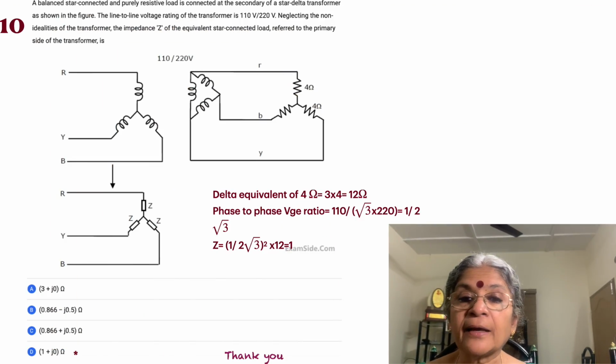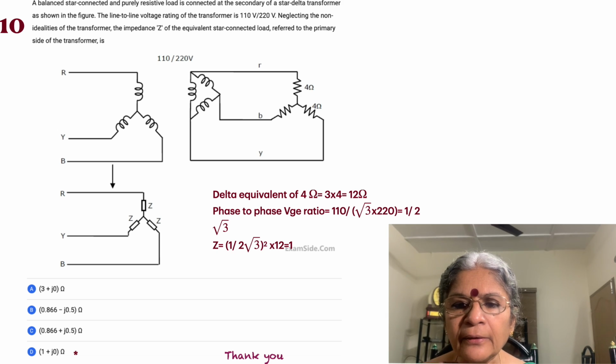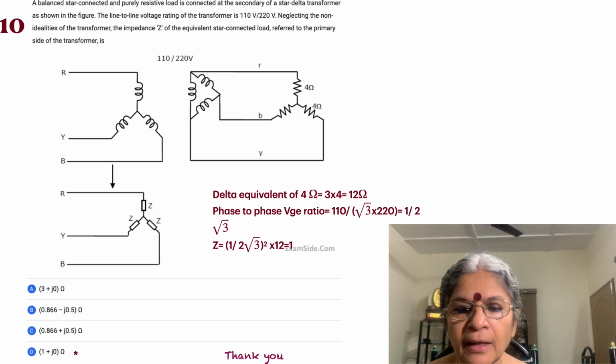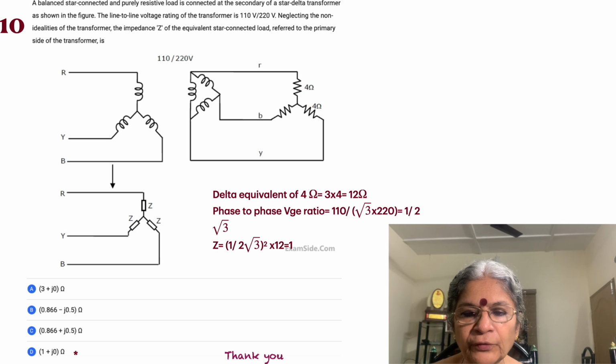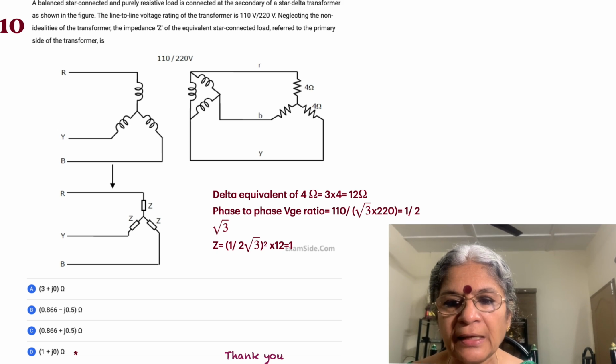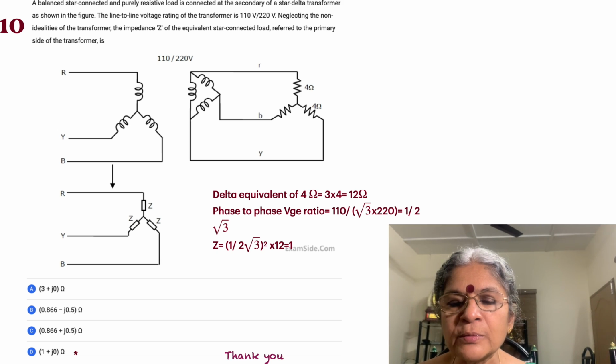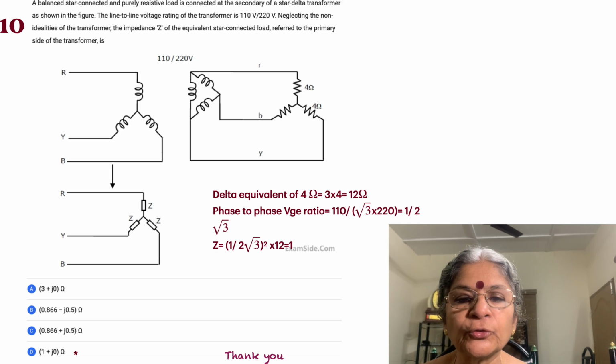A balanced star connected. Okay, so what do we have here? We see a star connected load of 4 ohms. It is connected to a delta winding, and on the other side we have a star, and then the entire configuration is now moved to a star configuration. This is what it looks like. All of the resistors have a value of 4 ohms, and the turns ratio or the voltage ratio happens to be 110 by 220, or 1:2. So, let's start.